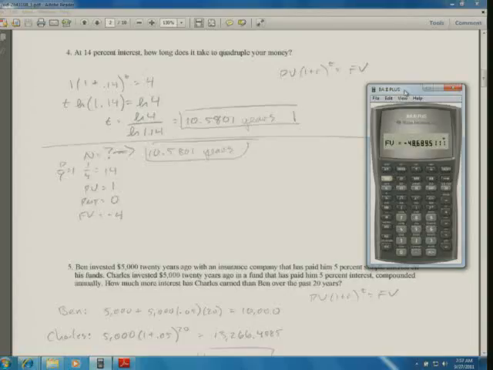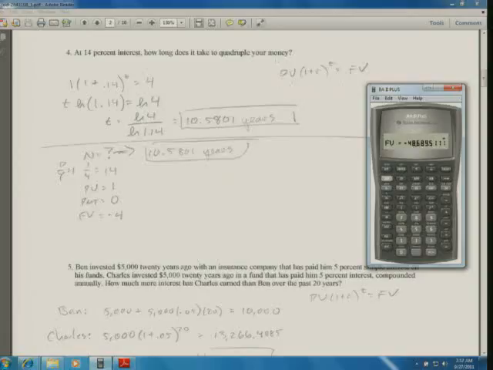Okay, number 4 from the Chapter 4 homework says, at 14% interest, how long does it take to quadruple your money? Okay, just like before, we're right below the problem. We're going to solve it algebraically using the formula, and then I'm going to show you how to use the time value keys below that and make your calculator do all the work for you.